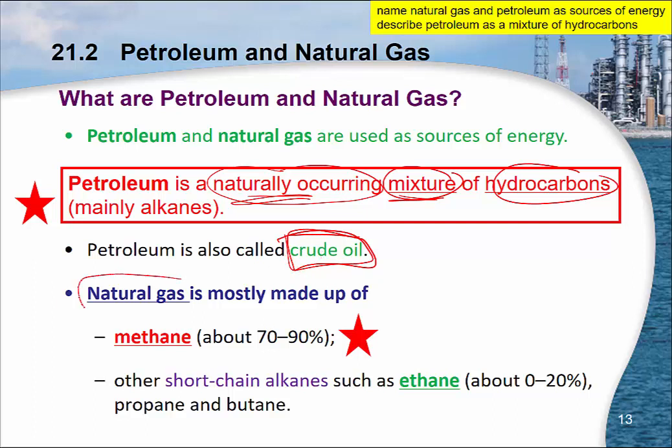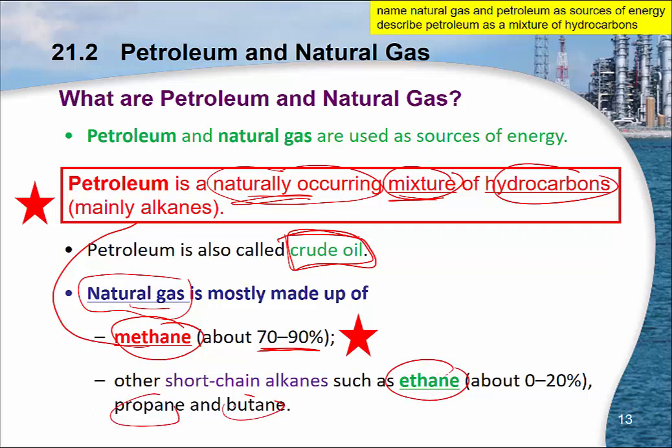The next one is natural gas. Natural gas is what exists on top of the petroleum. It's actually gaseous, a gaseous state at room temperature. It is made up mainly of methane. Okay, methane is the smallest molecule of the alkane family. So natural gas and petroleum are all alkanes actually. Methane is the smallest member with one carbon inside the alkane family. And this natural gas is about 70 to 90% methane, and the other smaller percentages are things like ethane or maybe propane and butane and so on. Okay, this is the mixture in natural gas.